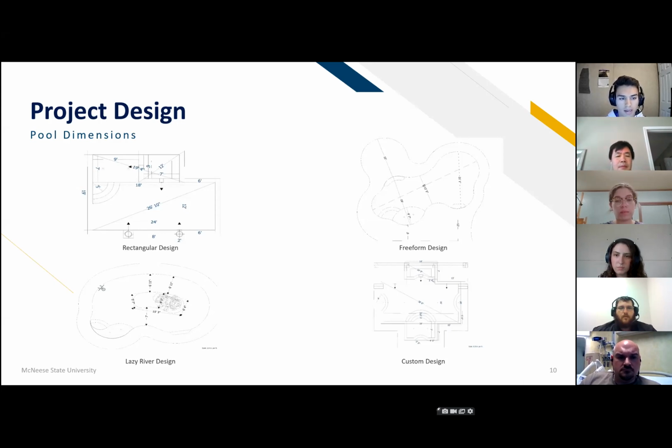So these 4 design dimensions were based off a traditional rectangular design, which is the top left pool, a freeform design, which is the top right, a lazy river, which is the bottom left, and a custom design, which is the bottom right picture. These are the geometric shape of the pools and served as the boundaries in the design system software.